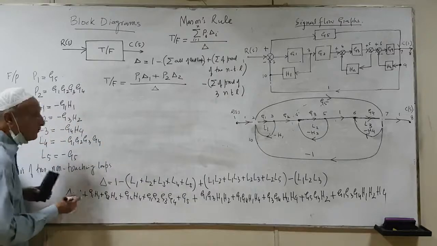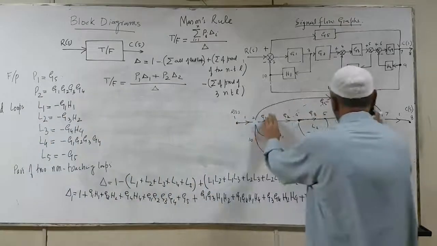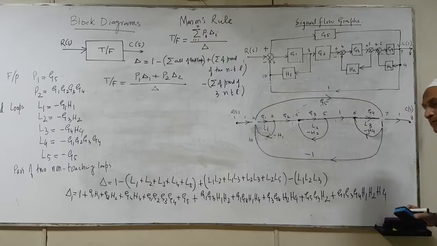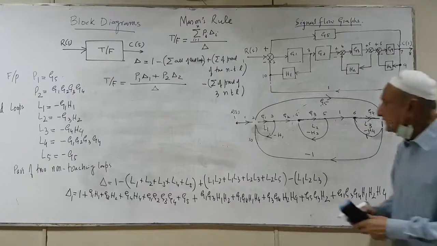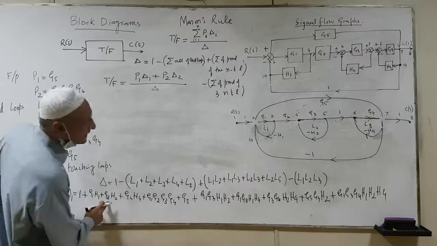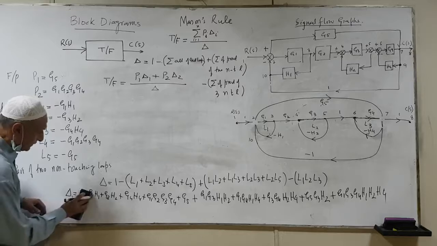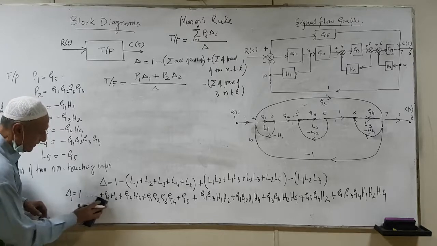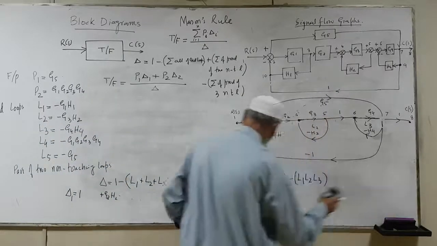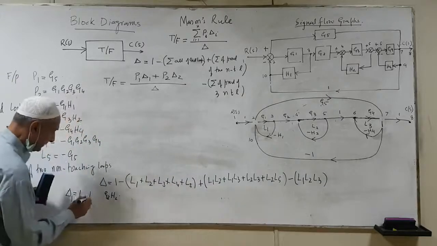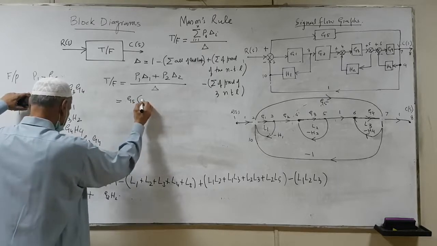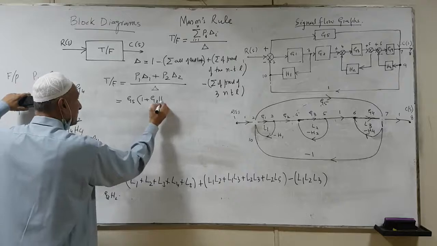Delta 1 is: remove all the loops except the one which is having a true shape. So this is having a true shape, L2. This is L2, which is G3, H2. This means that we remove everything else. So delta 1 is simply this thing. So we have P1. P1 is G5 and we write delta 1 as 1 plus G3 H2.